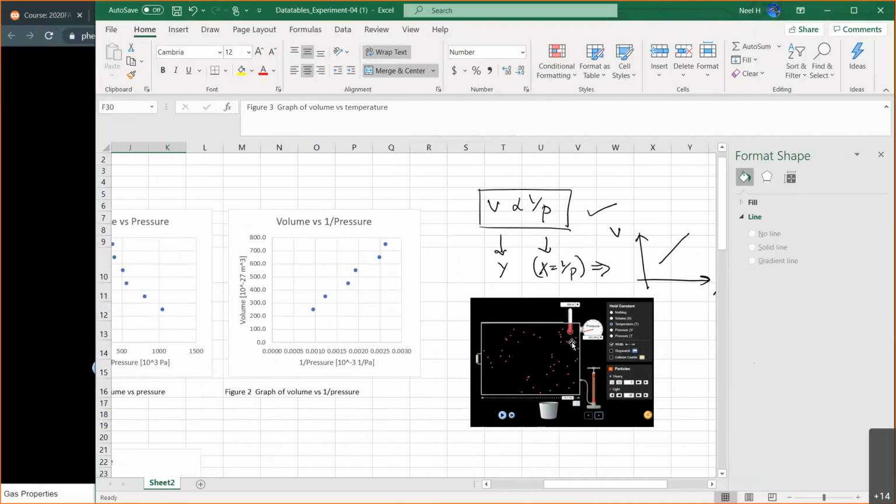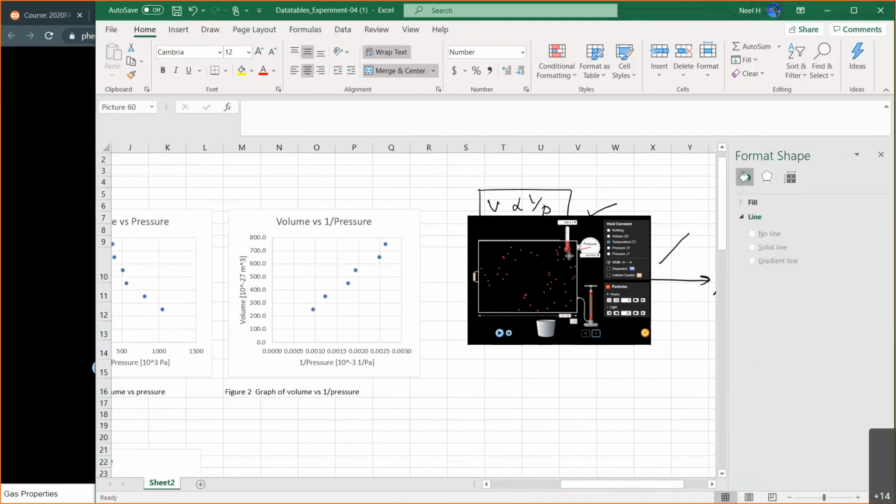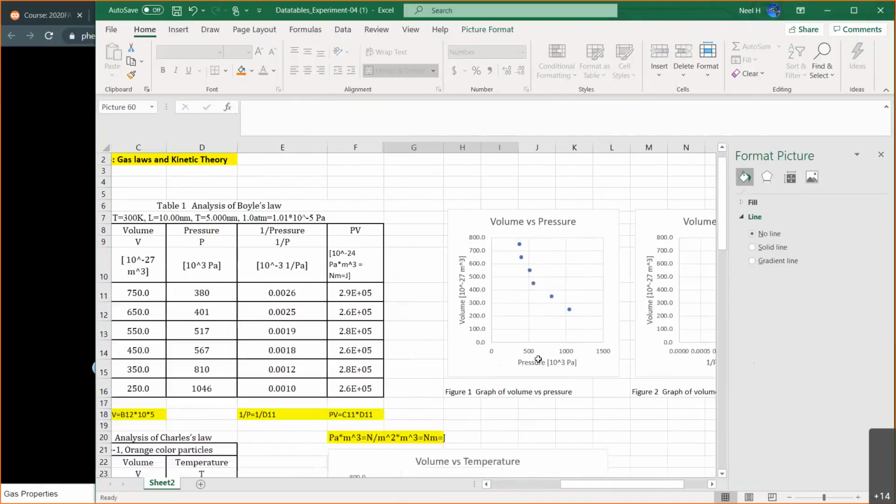But make sure, since you're going to have a couple of simulator pictures like this one in your procedure section, the figure numbers should be different, okay?